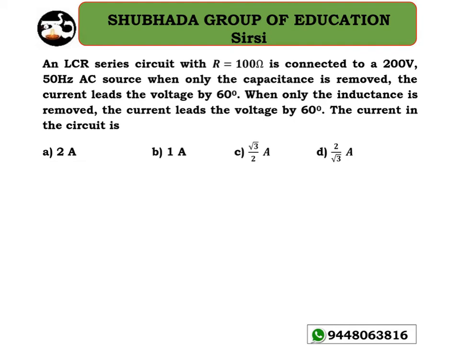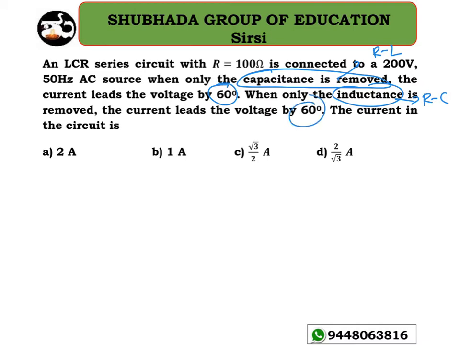An LCR circuit with resistance R equal to 100 ohm is connected to a 200 volt and 50 hertz AC source. When only the capacitance is removed, please try to remember this one, the circuit will become an RL circuit. The current leads the voltage by 60 degree, that is pi by 3 radians. When only the inductance is removed, this will become an RC circuit. The current again leads the voltage by 60 degree, pi by 3 itself.